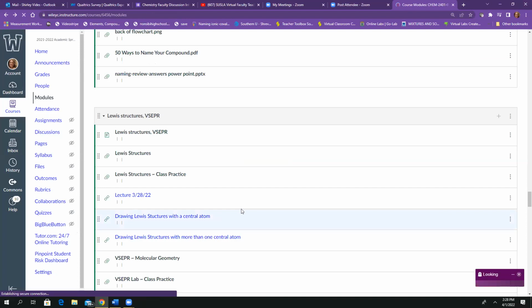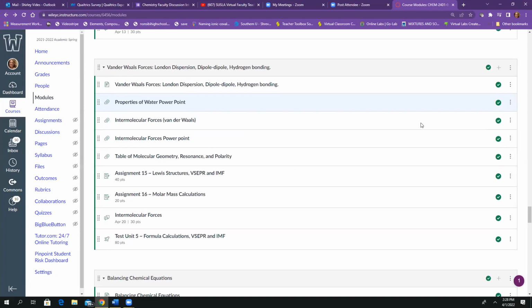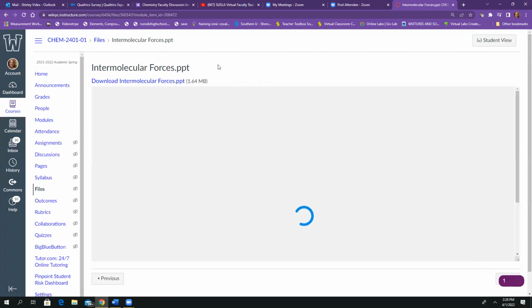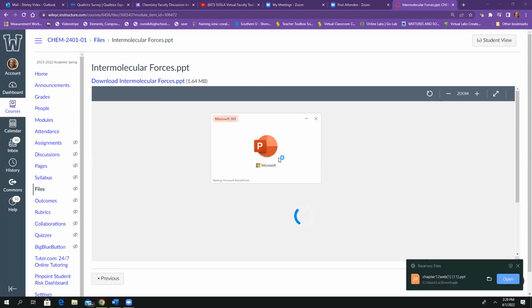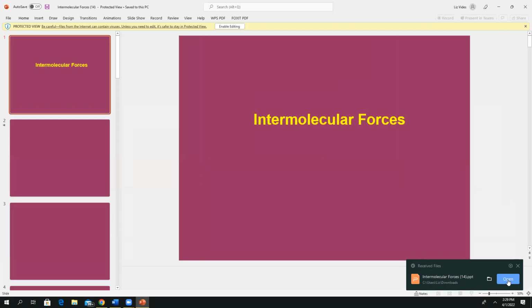All right, so the next one that we were looking at is the intermolecular forces PowerPoint, which is the lower one, this one. Once we do that, we're going to download it. Hopefully this will work. It worked. All right, let's open it. Okay, there it is. This is the purple one. That's what I was telling you.